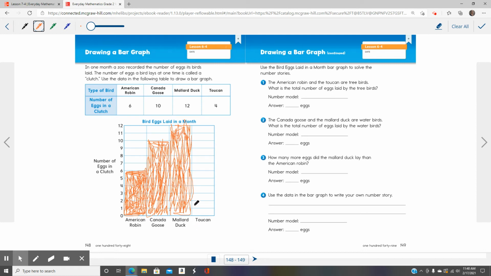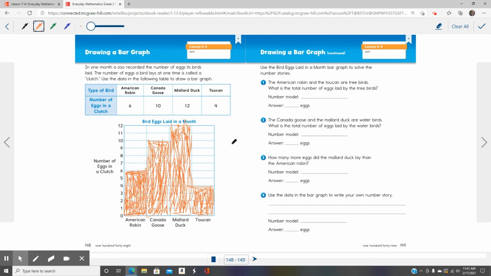Okay, toucan only lays 4. Thank goodness. I only have to color up to 4. So up to here. There we go. Toucan lays 4 eggs. I wonder how big the toucan eggs are. Maybe you can look that up on Google and let me know. Since they only lay 4, maybe they're bigger eggs, who knows? Okay, so now we have colored in our bar graph.